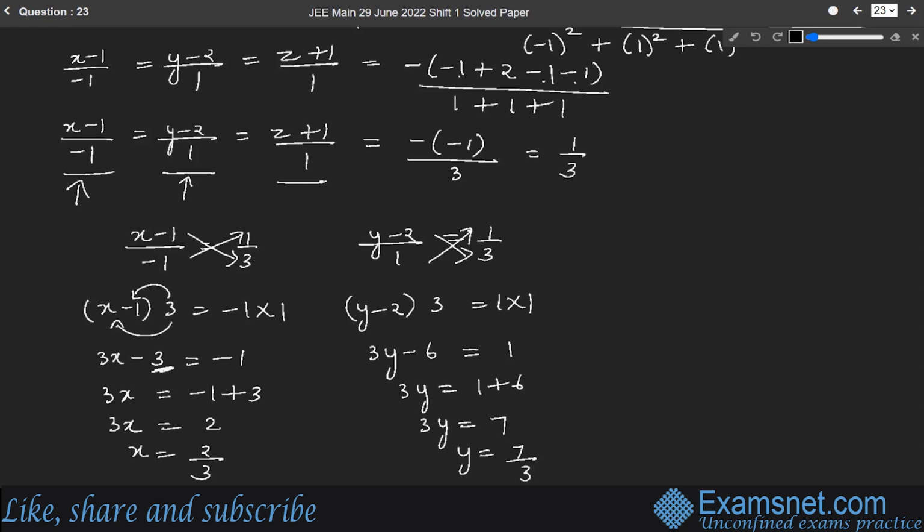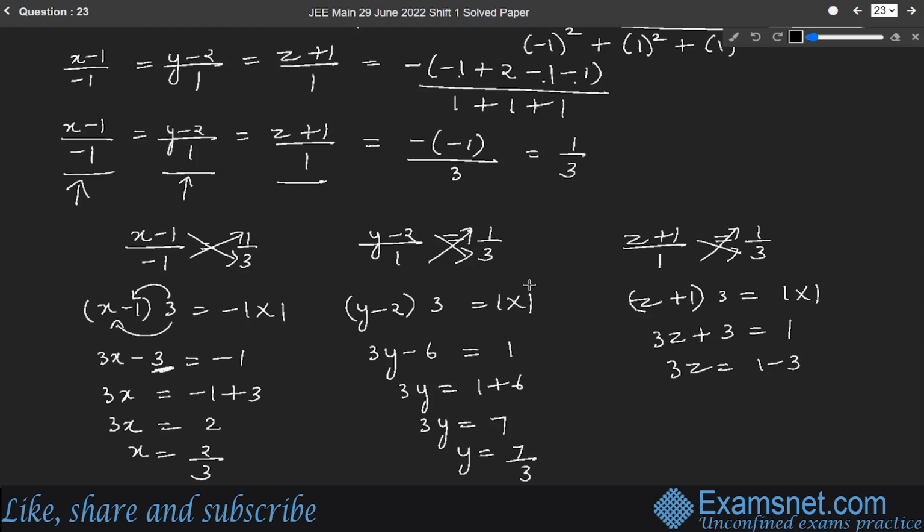The last part is (z plus 1) divided by 1, it is equal to 1 by 3. Again cross multiplying, (z plus 1) into 3 is equal to 1 into 1. All right, 3 into z is 3z, plus 3 into 1 is 3, it is equal to 1. So 3z will be equal to 1 minus 3. This 3 is positive here, so when it will go to the right hand side, it will be negative. So 3z will be equal to minus 2. So z will be equal to minus 2 by 3.